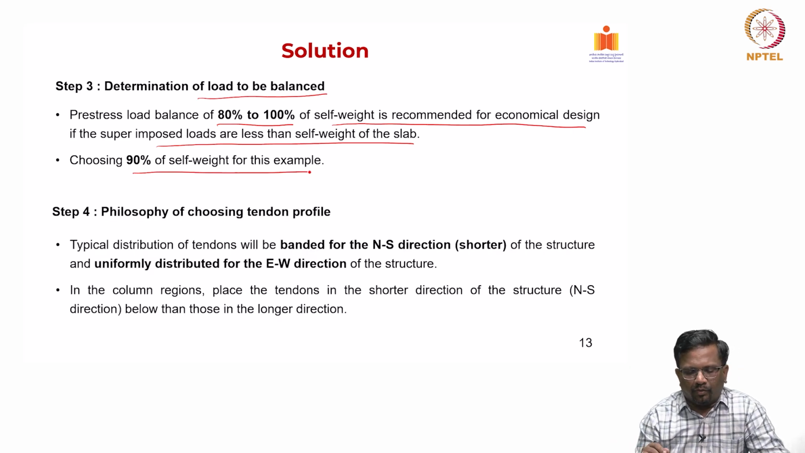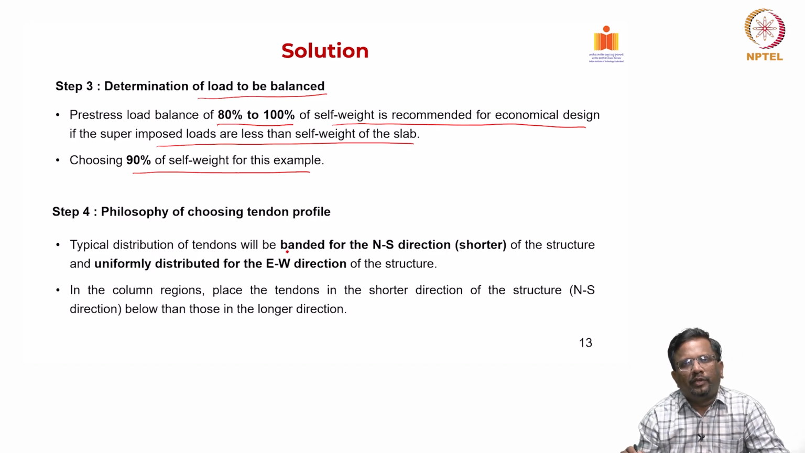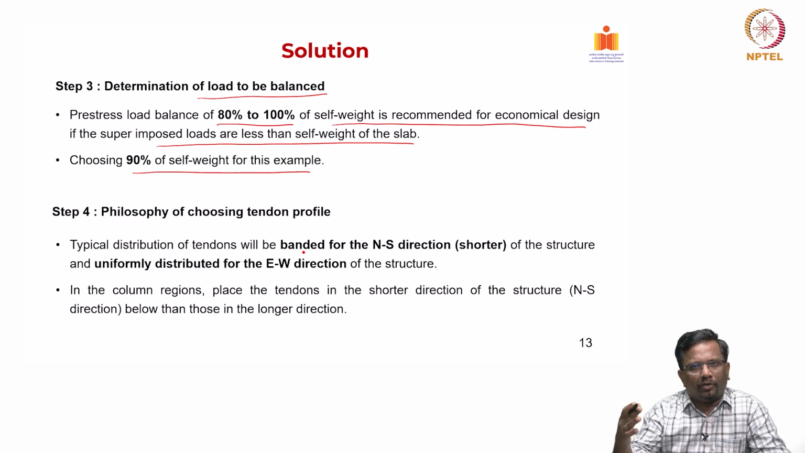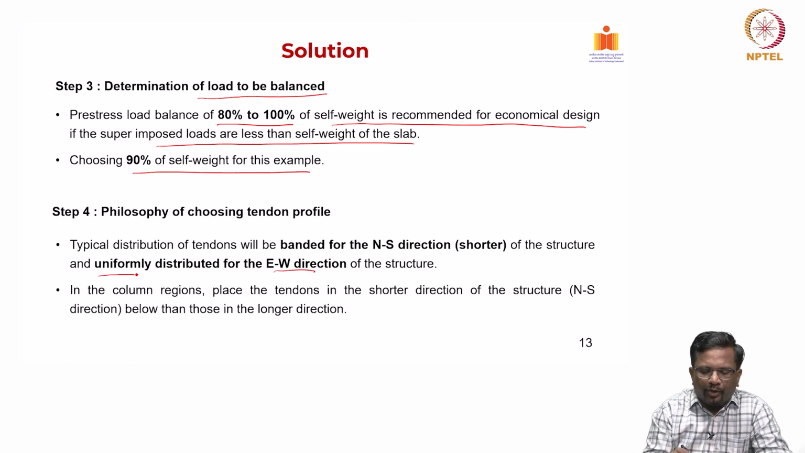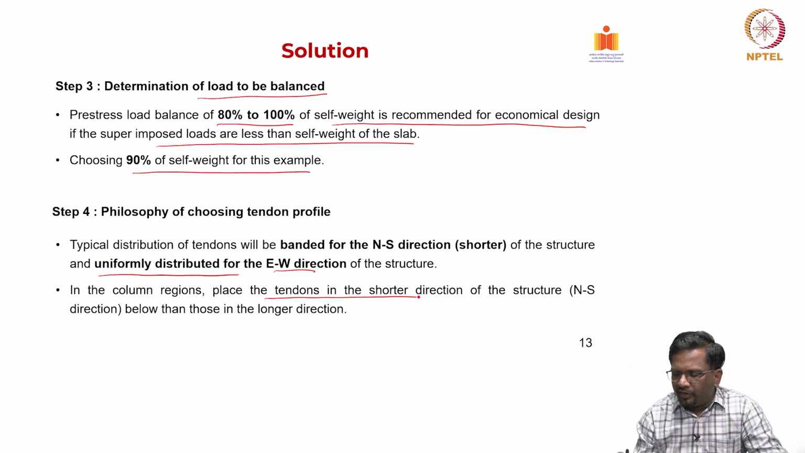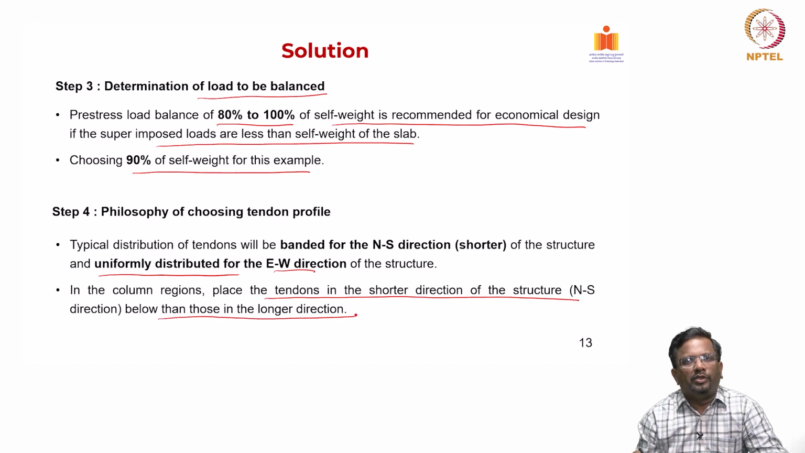Right. So now what is the philosophy for choosing the tendon profile? Typically in one direction we try to keep banded. You can keep both the directions banded also, but typically what we do is in the shorter direction we try to keep a banded cable profile, and in the other direction, which is the east-west direction, we try to keep uniformly distributed cables, right. Now in the column regions, that is the reason, we are going to place the tendons in the shorter direction of the structure, and below them there is the longer direction. So now you can ask me, why do we do this?